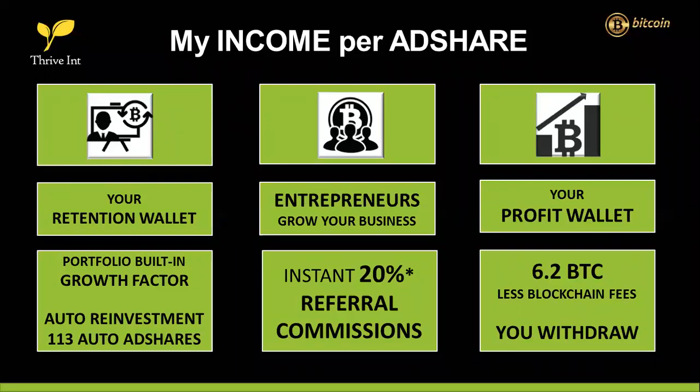And each and every one of those auto Adshares will go through the exact same process of earning you a profit of 6.2 Bitcoin and putting some money into your retention wallet to buy additional auto Adshares. And in one complete cycle with one Adshare, you will have 113 auto Adshares registered in your name.